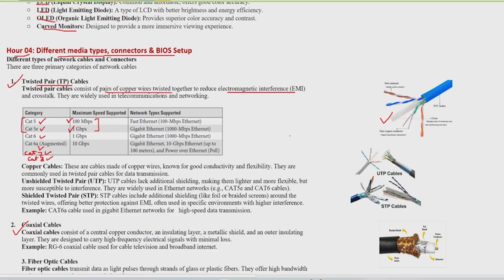So that is why they have made two changes. One is the twists, they have become more twisted, and the second is they have provided another foil inside, which separates the inside pairs. That raises the speed from 100 Mbps to 1 Gbps. Category 6 did not change the speed, but they have made the structure more powerful.